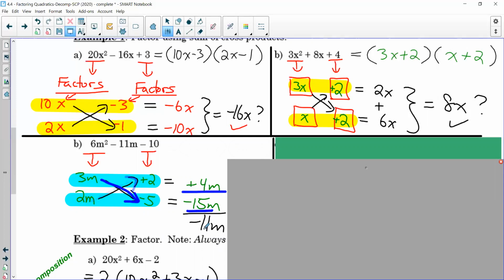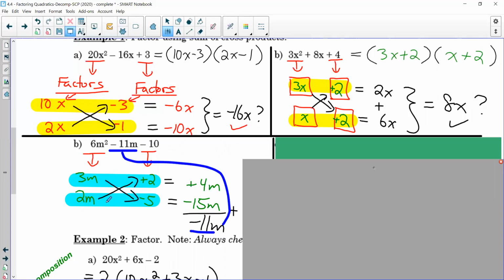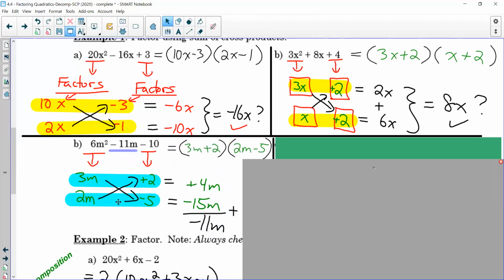If I add those results, I get a total of negative 11m, which is exactly what I'm looking for. So how do I know what my factored form is? Well, there's the highlighted part to prove it. So that produces one of the factors, and this one produces your other factor.